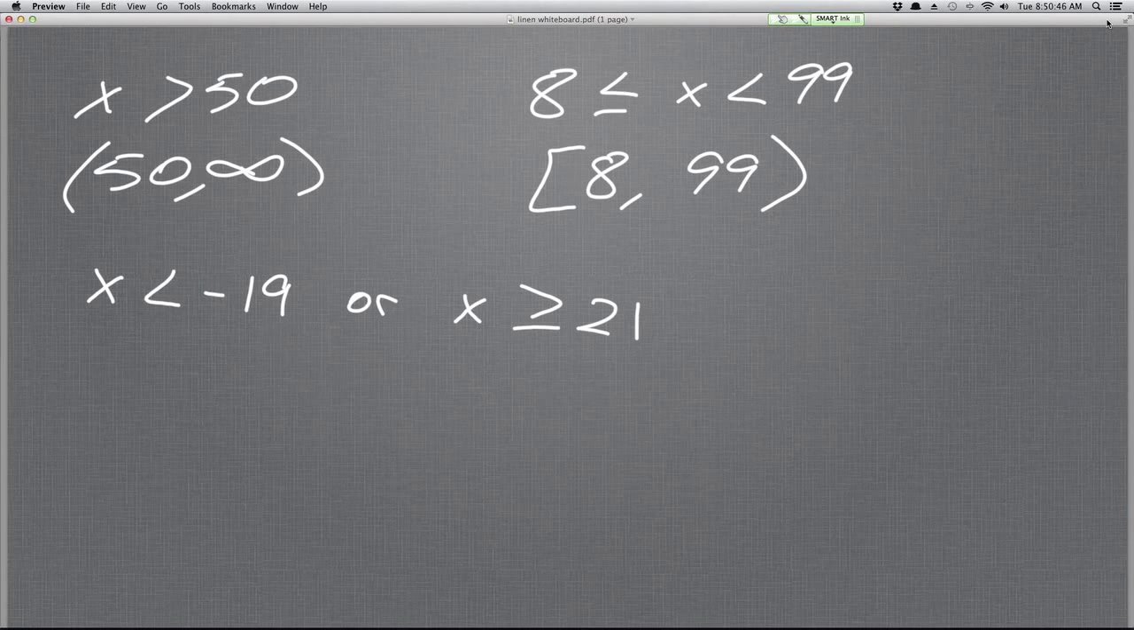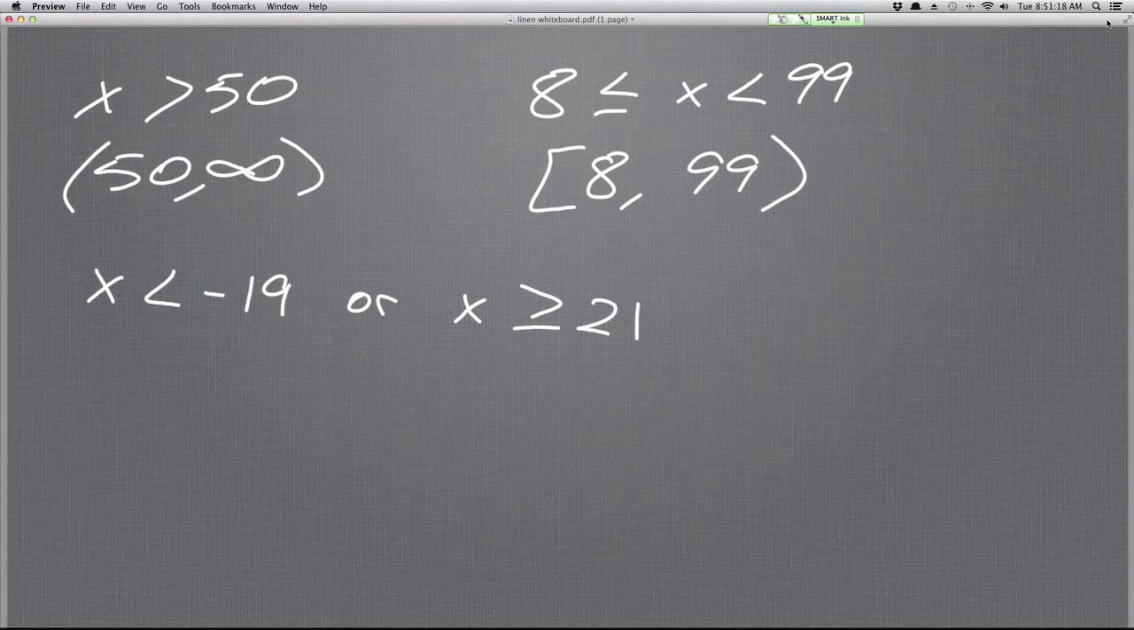So we're really talking about two different sets of numbers here. What two sets of numbers are we talking about? Everything less than negative 19, or everything greater than 21. So since I'm talking about two sets, what does that tell me when I go to write interval notation? I'm going to have two different interval notations.